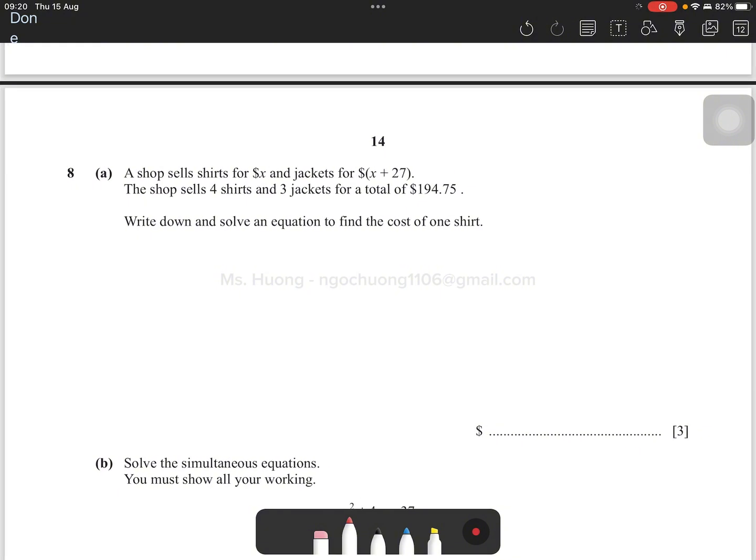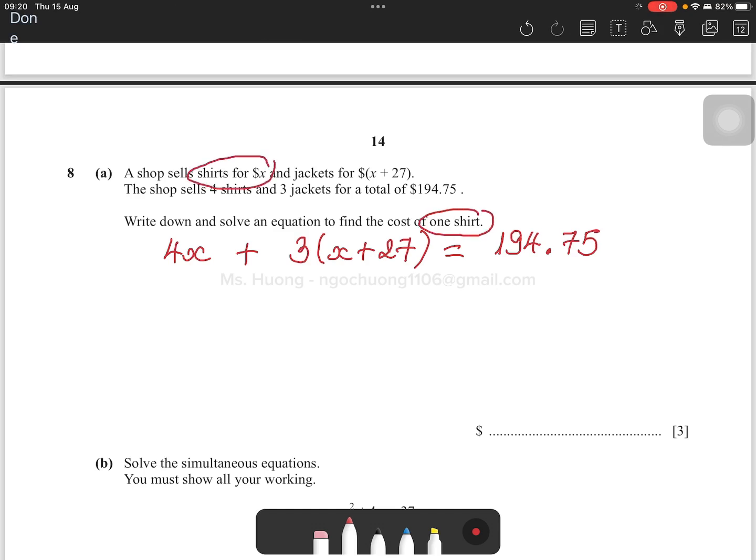Question 8. A shop sells shirts for X dollars and jackets for X plus $27. The shop sells 4 shirts, which means the cost of 4 shirts is 4X, and the price for 3 jackets is 3 times X plus 27. The total for this is $194.75. So this is the equation. And now we need to find the cost of one shirt. The cost of one shirt means we find X.